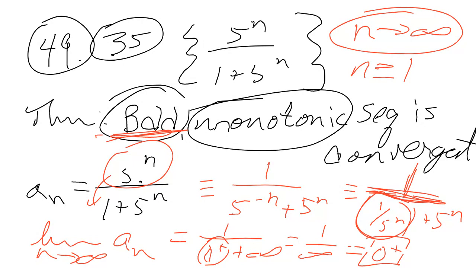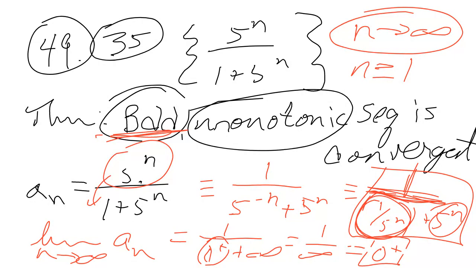Could I ever get to a negative number? Well, no, because when n is 1 or bigger, this is a positive number and this is a positive number, and 1 divided by a positive number is positive. So I could never get a negative number. So I'm bounded on the low end, okay? Bounded on the low end.